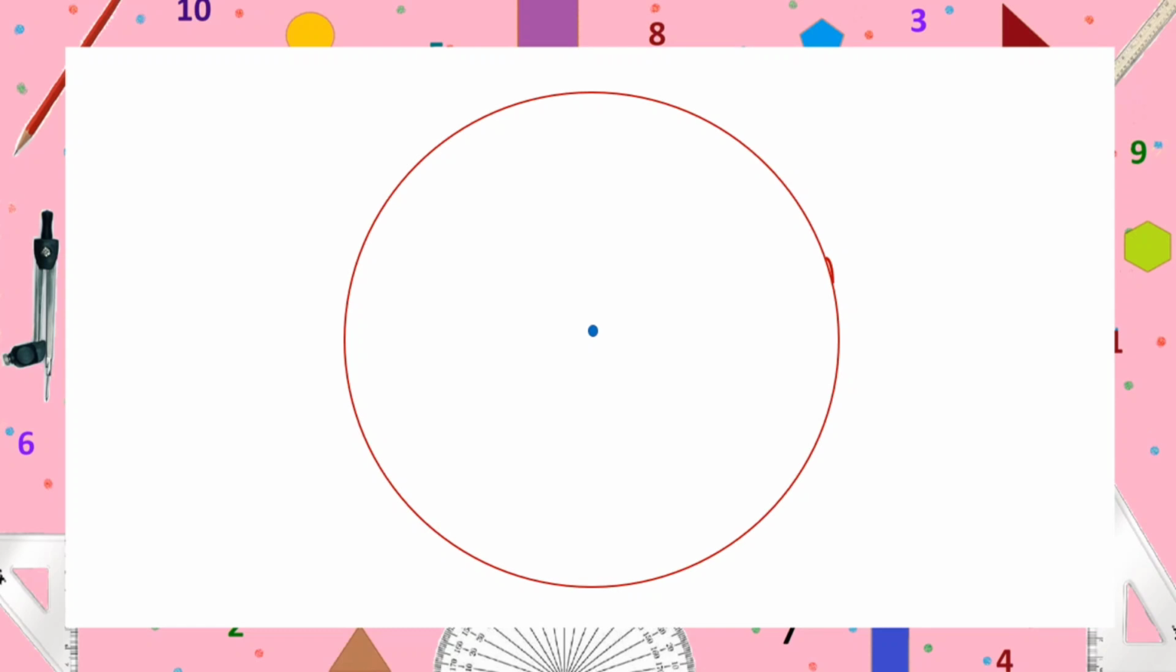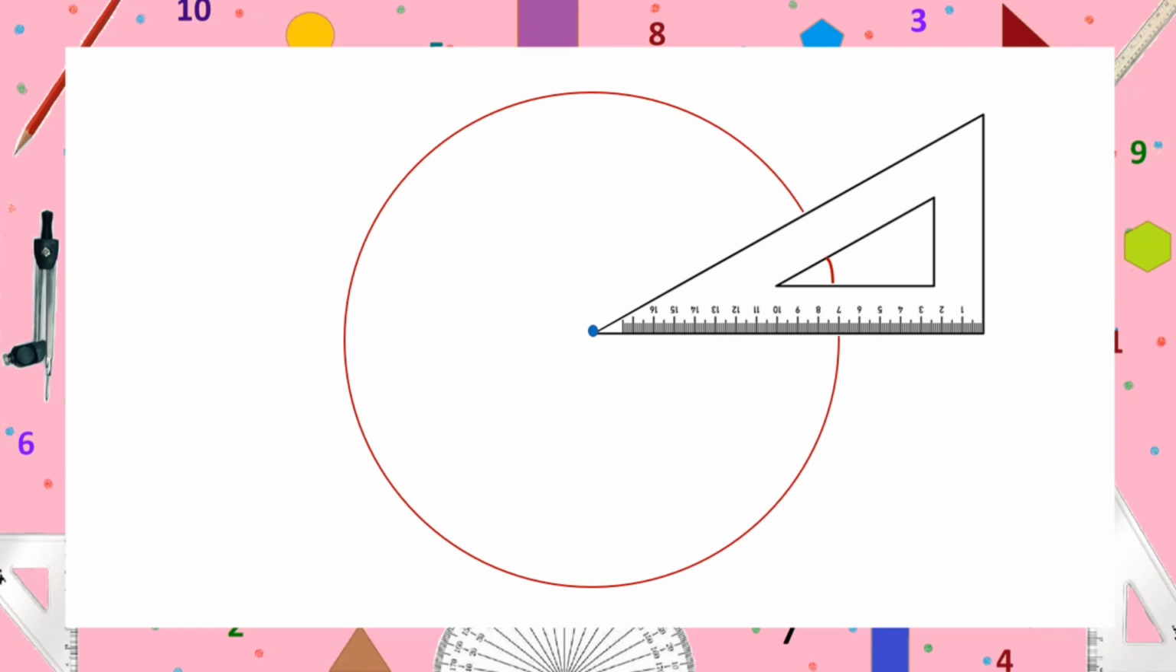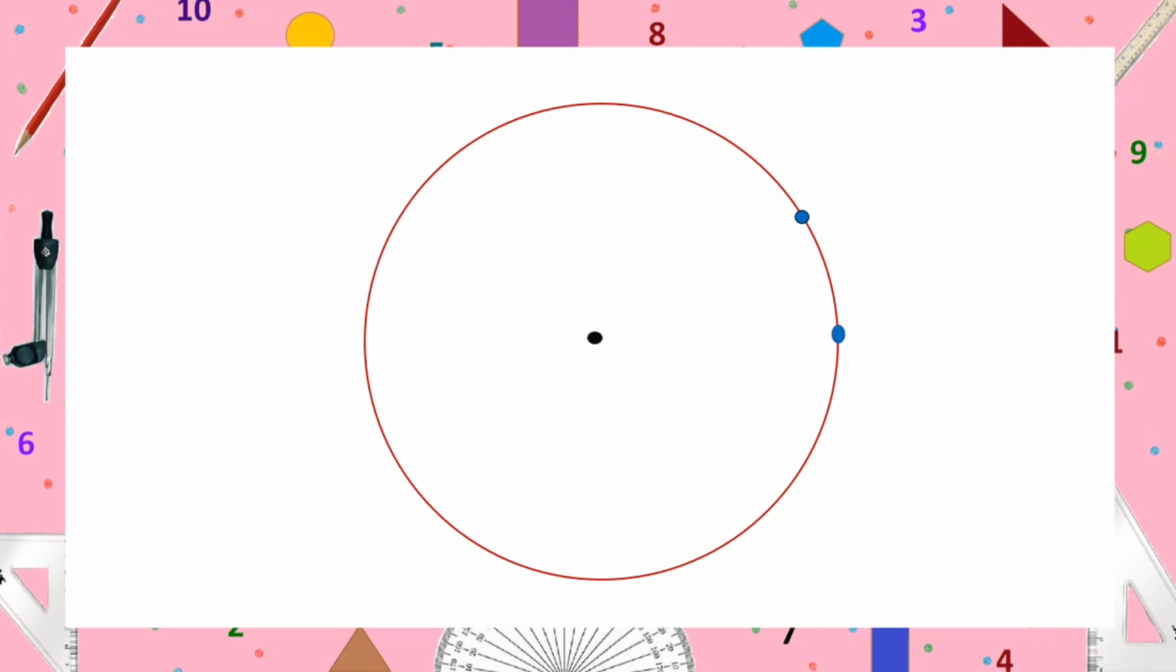Which instrument can we use for this? Yes, we can use a set square. Let us take a set square with a small angle. Place this set square above the circle like this. Then we will get 2 points on the circumference of the circle like this. Now we can remove the set square. So we got 2 points.